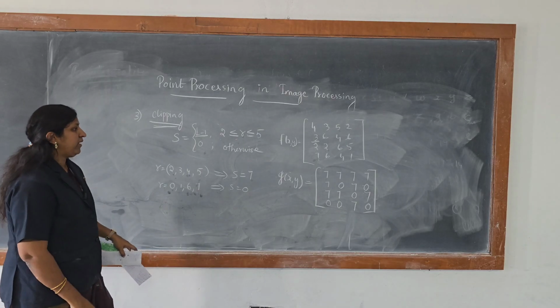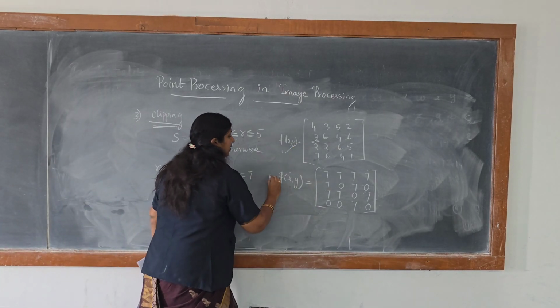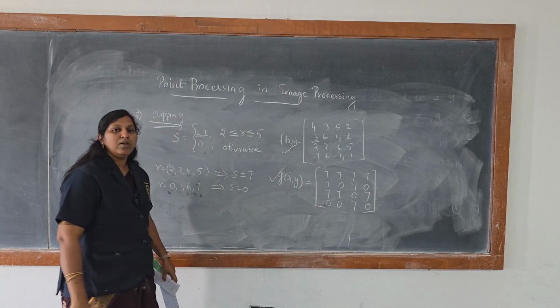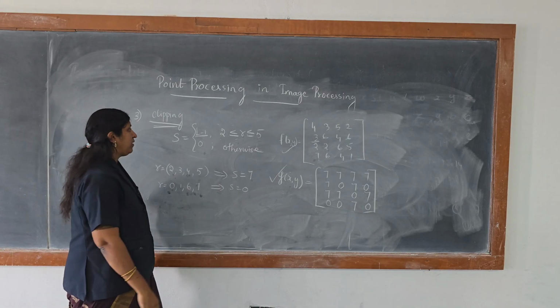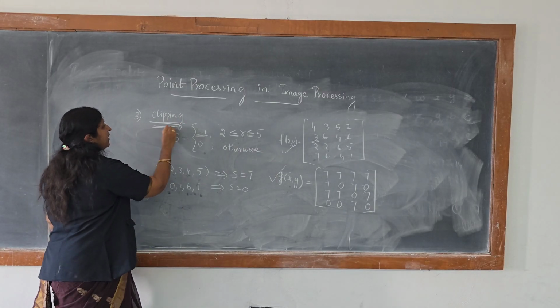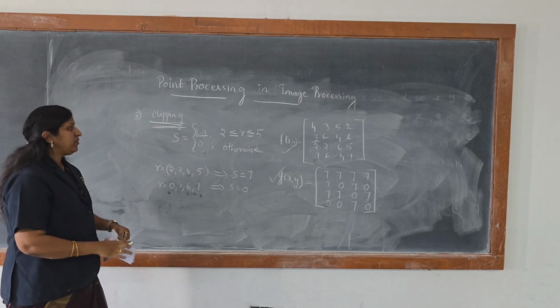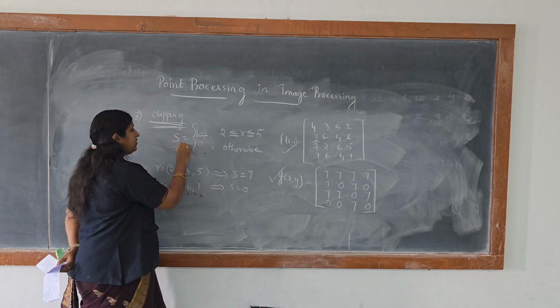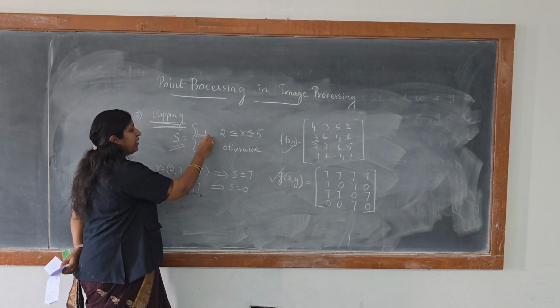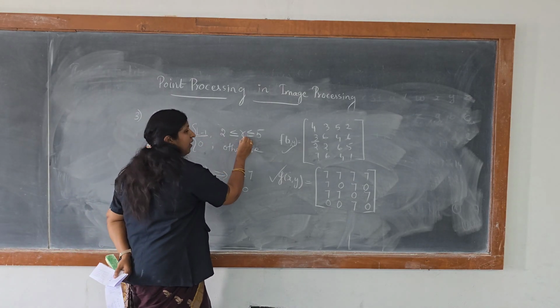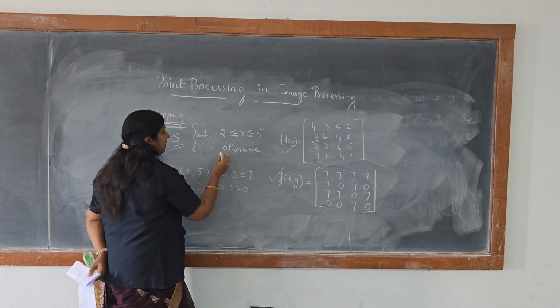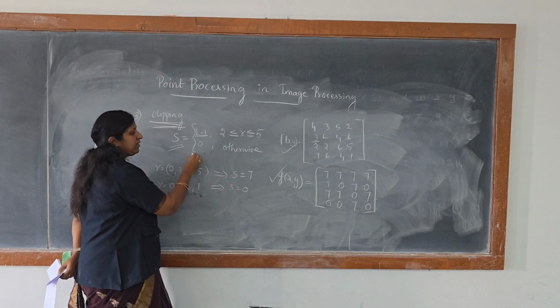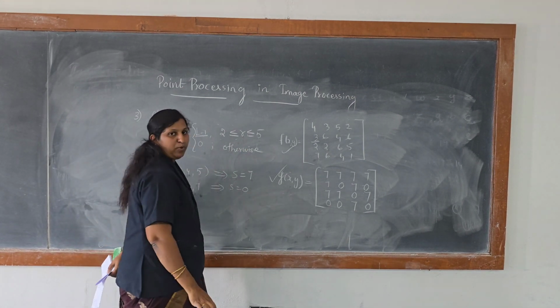Okay, so for this input matrix, the modified form of output matrix is this one. This is called clipping operation. In clipping, the basic thing is we use the formula S is equal to L minus 1 if R lies in between 2 to 5, otherwise 0. By using this relation, we can form the output matrix.